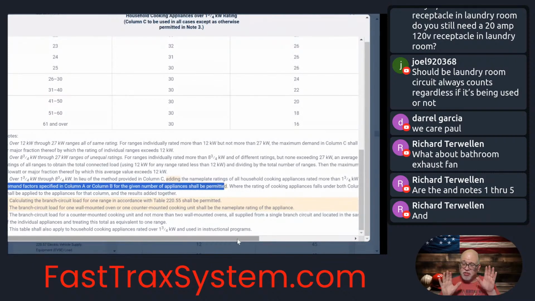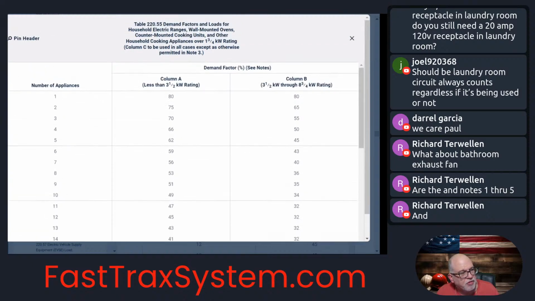Now, by chance if you had a load calculation where one of the appliances fell under column A and one happened to fall under column B, then you would take the one appliance and apply the percentage to that one appliance, and you take the other appliance that falls under B and apply the percentage for one appliance to it, and then you add the two together. But since both of ours fall under column B, we can add both of them together and treat them as two appliances, and we get to apply a 65% demand factor, right?